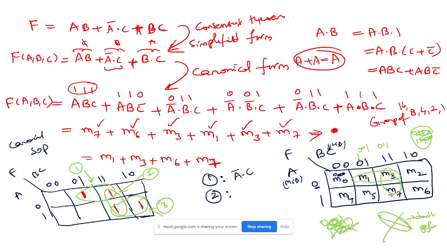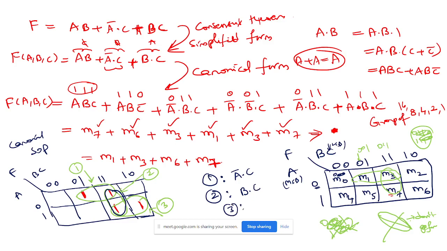Second pair. Okay, this pair, second pair, this one. A is changing in these two columns and in these two rows. So leave that. B and C are not changing. B value is 1, so B. C value is 1, so C.